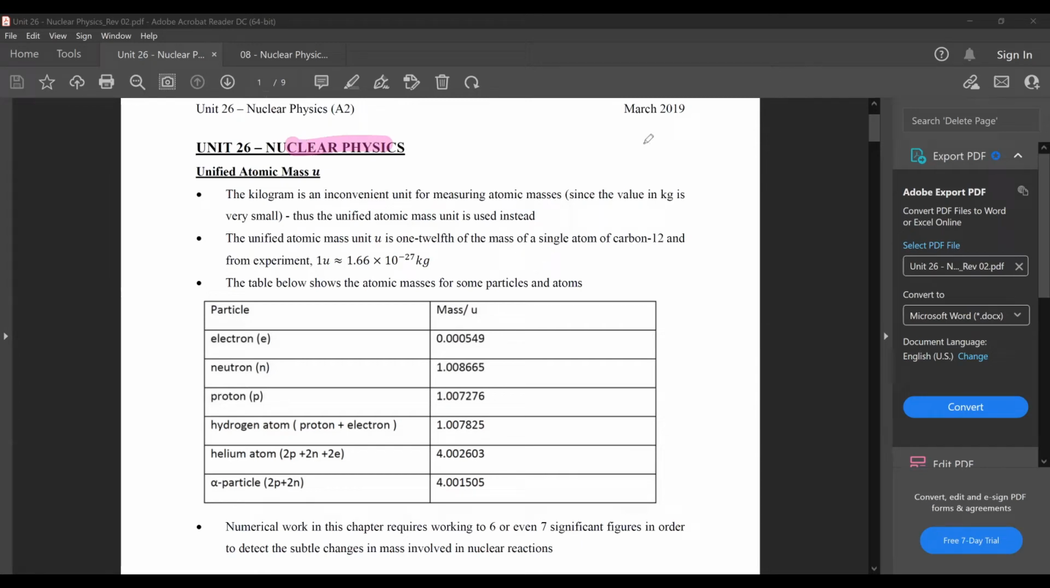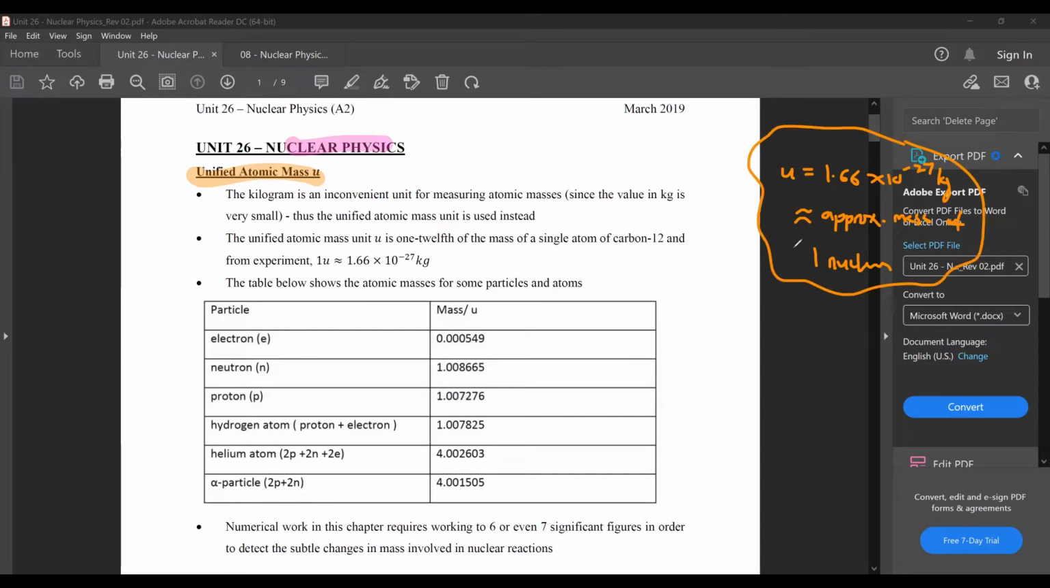Now, last time in your AS physics, you would have learned something called unified atomic mass, where the main thing that was mentioned to you was that U is 1.66 times 10 power minus 27 kg. It was actually the approximate mass of one nucleon. Okay, so this was what we mentioned to you last time in AS nuclear physics.